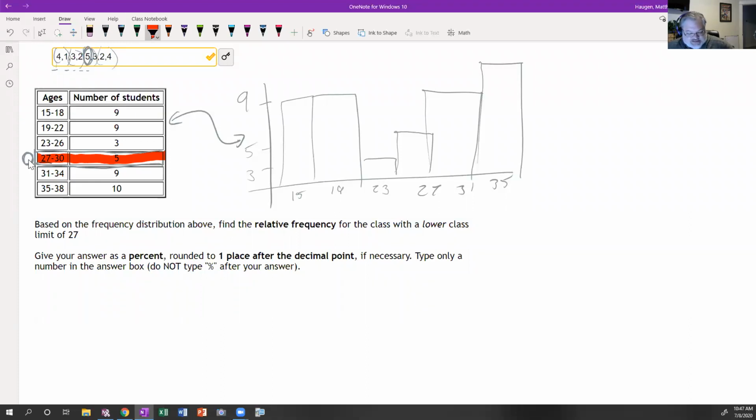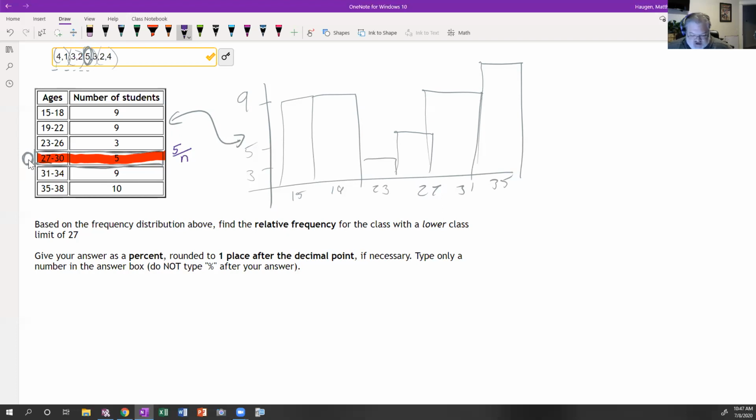That's the class with the lower limit of 27. We're given its frequency of 5. We want its relative frequency. Its relative frequency is its frequency divided by the total. We'll often use n for that number of values. So we're not told that in this problem directly.